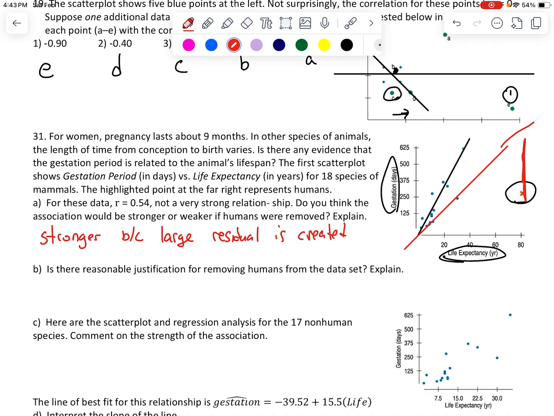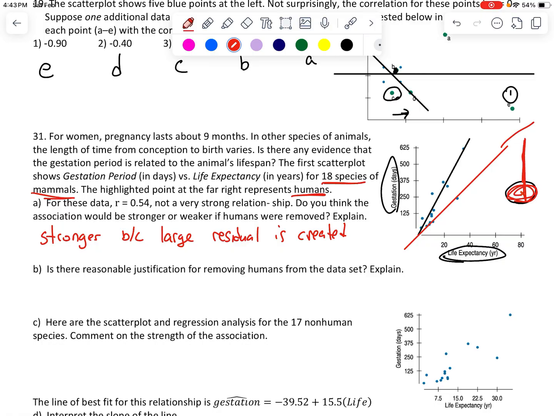Okay, it had a super large residual, and again, it provided variation in the x direction, so that would be another thing there. We have where our graph is narrower. Now, the question is, is there justification just to remove a piece of data? Okay, now we have to look at what we are doing, 18 species of mammals. The far right represents humans, so everything else is elephants or other mammals.